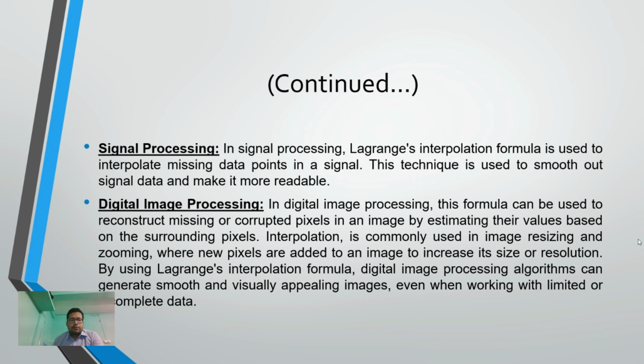Next application, digital image processing. In digital image processing, this formula can be used to reconstruct missing or corrupted pixels in an image by estimating their values based on the surrounding pixels. Interpolation is commonly used in image resizing and zooming, where new pixels are added to an image to increase its size or resolution. By using Lagrange's interpolation formula, digital image processing algorithms can generate smooth and visually appealing images even when working with limited or incomplete data.